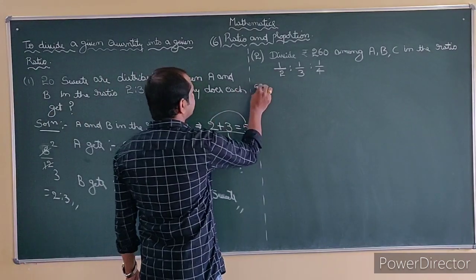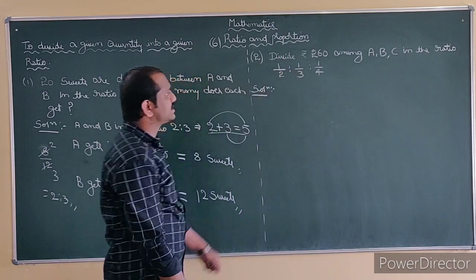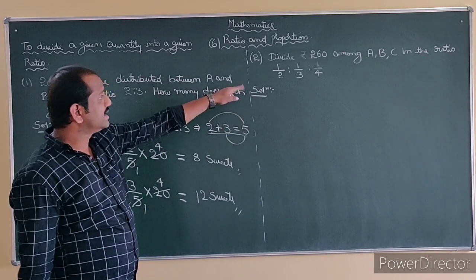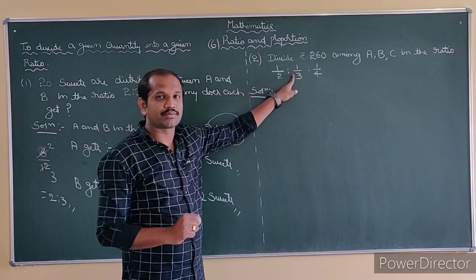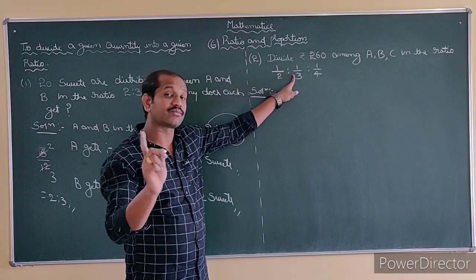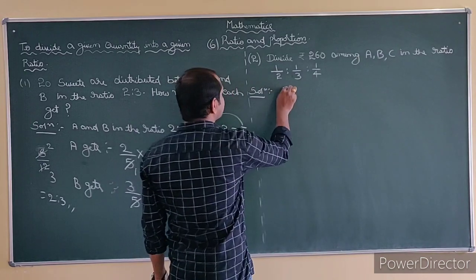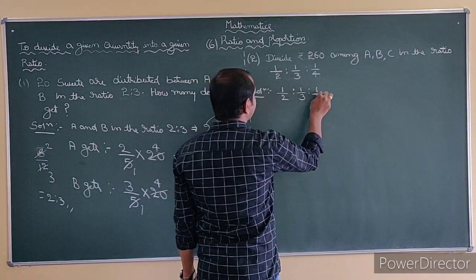Look at here we have. Divide 260 among A, B, C. Now there is C along with A and B in this problem. In the ratio, first they have given fractions. Just now we have done a problem. When a fraction ratio is given, what you need to do? We need to convert to a whole number ratio. How to convert to a whole number ratio? 1 by 2 is to 1 by 3 is to 1 by 4.